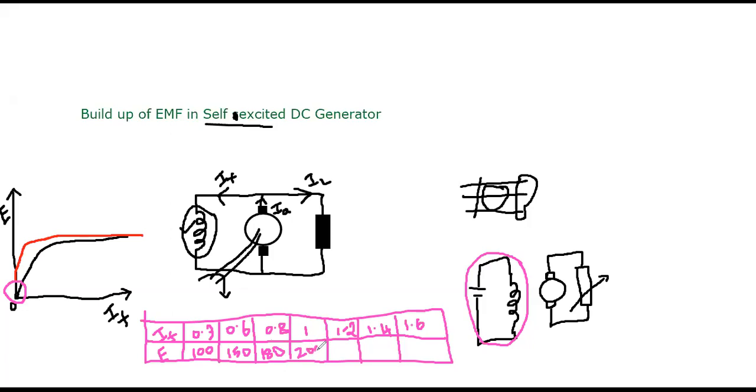So afterwards what happens? Even though the field current goes on increasing, it will reach the saturated value of 220 here.